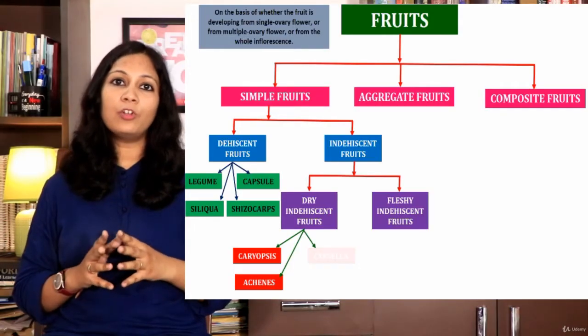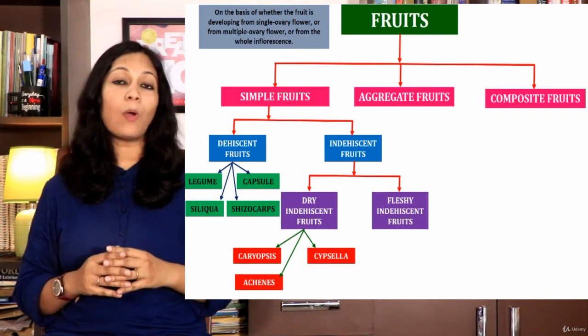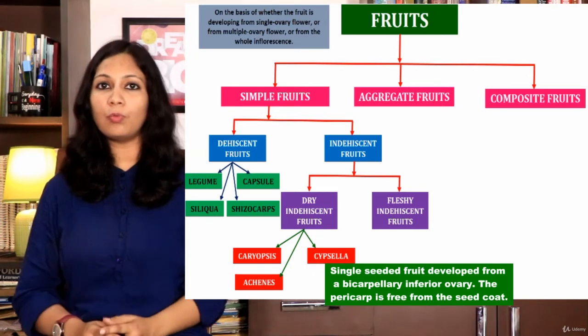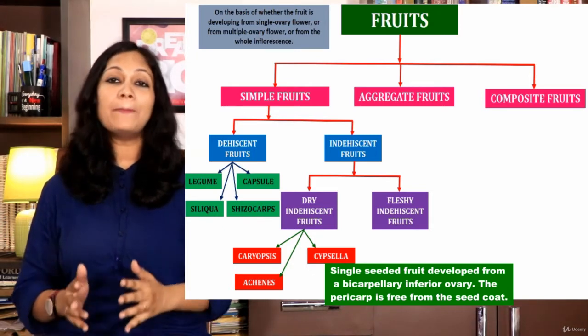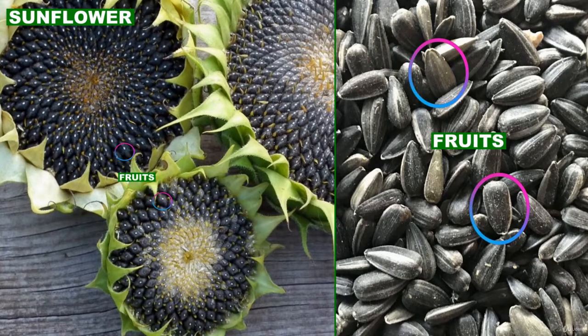The third type of dry indehiscent fruit is cypsela. These are also one-seeded fruits developed from a bicarpellary inferior ovary. Here too, the pericarp is free from the seed coat. This is seen in the compositae family in flowers like sunflower, aster, daisy, marigold, etc.